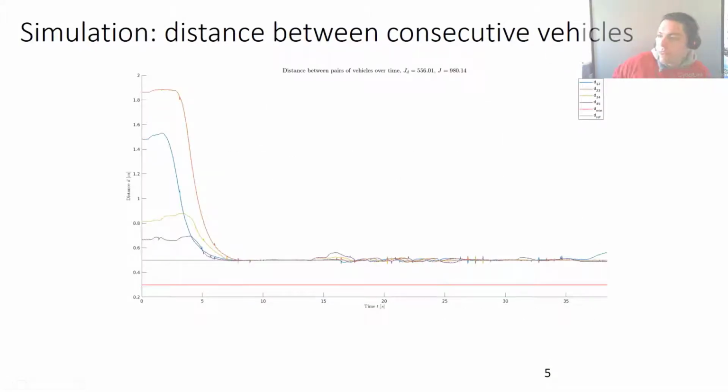To show you the simulation results, these are the simulation results. So as you can see, after around 8 seconds, the vehicles have arrived at the correct platoon formation, and the signals get a bit more off the reference when we enter higher velocities, which I think can be expected.